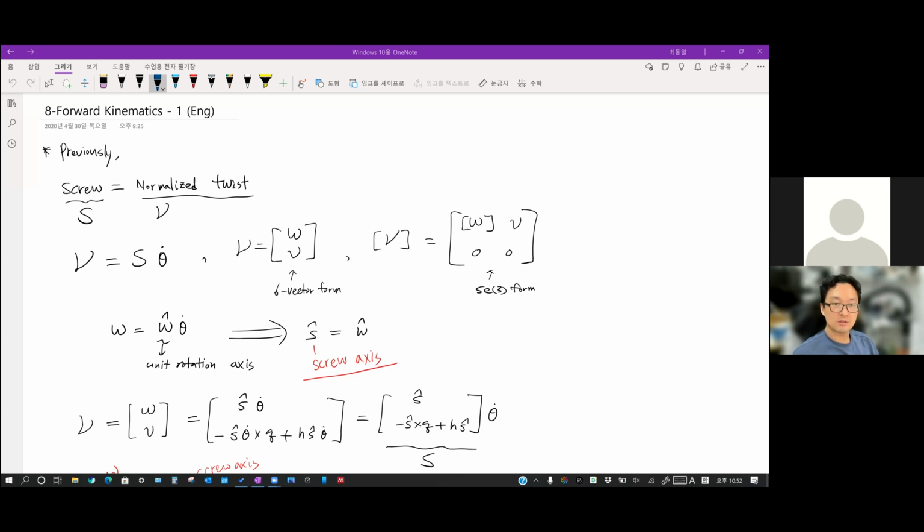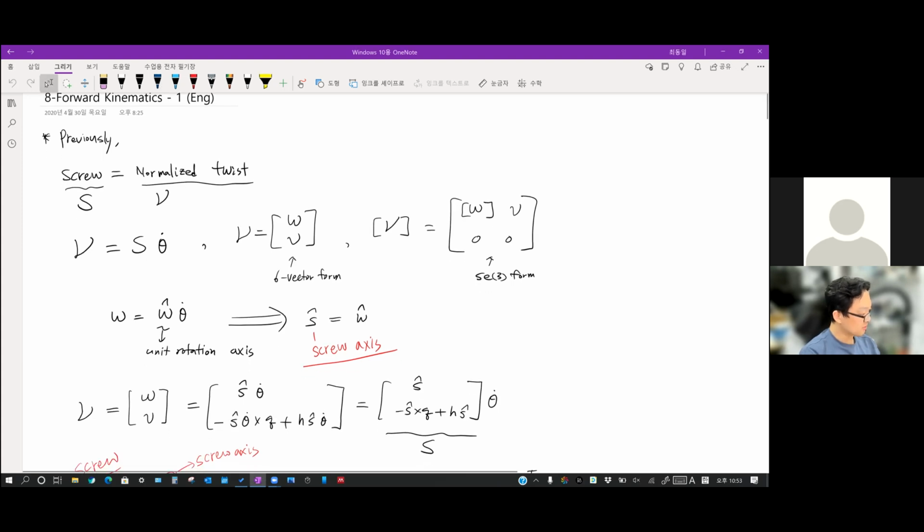Today we will start forward kinematics. Until now, we learned about rigid body motion, especially screw and twist. These two concepts are a little bit new for some students, but in forward kinematics, we will experience the convenience of screw theory. So let's start forward kinematics.